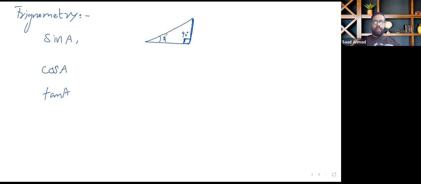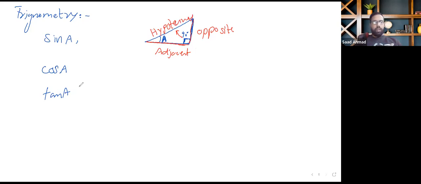So this is the angle A here. The side opposite to the angle A is named opposite because it's opposite to the angle A. The side which is adjacent to the angle A is called adjacent. And the side facing the 90-degree angle, opposite to the 90-degree angle, is called the hypotenuse. You can pronounce it differently.